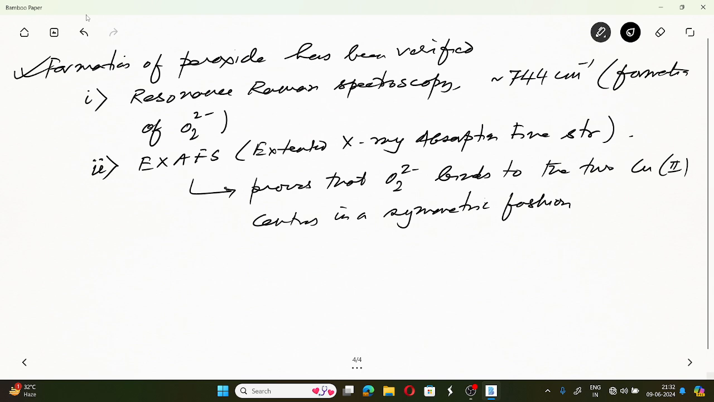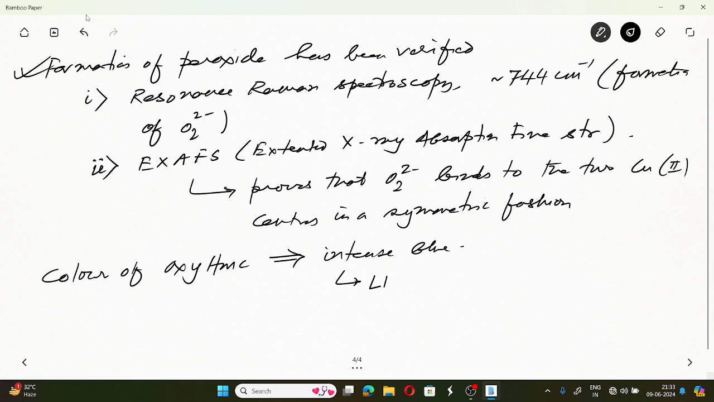Now, if you look at the color of the oxidized form of the protein, the color of oxy-hemocyanin is intense blue. And regarding the high intensity of this color, some groups have suggested that this intense blue color is possibly due to ligand to metal charge transfer from the coordinated peroxide to the metal centers, to the copper 2 centers.